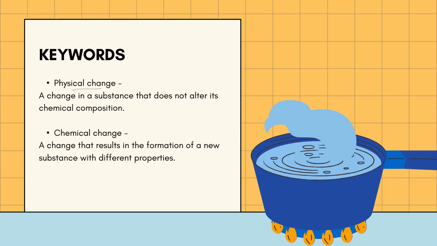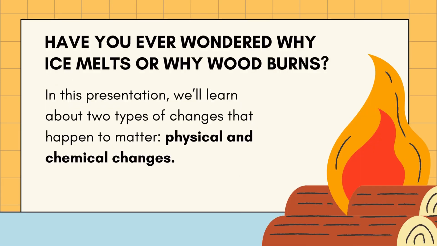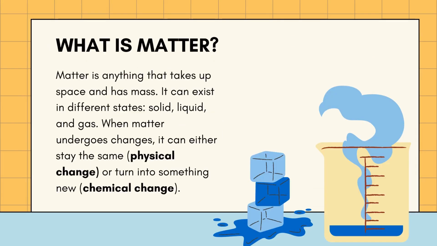Keywords: physical change, a change in a substance that does not alter its chemical composition. Chemical change, a change that results in the formation of a new substance with different properties. Have you ever wondered why ice melts or why wood burns? In this presentation, we learn about two types of changes that happen to matter: physical and chemical changes.